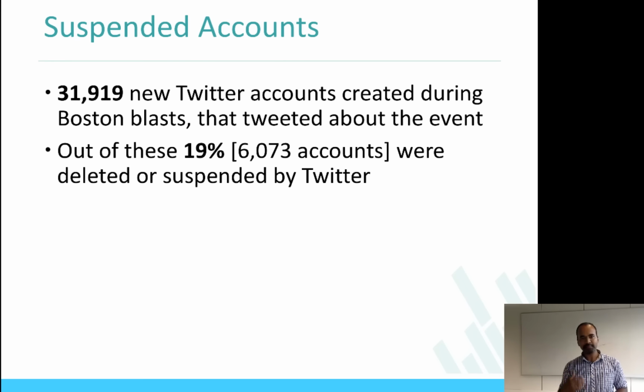If you look at the number of accounts created during this event, about 32,000 new Twitter accounts were created which were talking about this particular event. Out of these, 19% were deleted or suspended by Twitter, which again could have happened for multiple reasons.